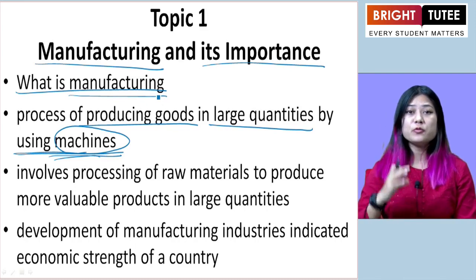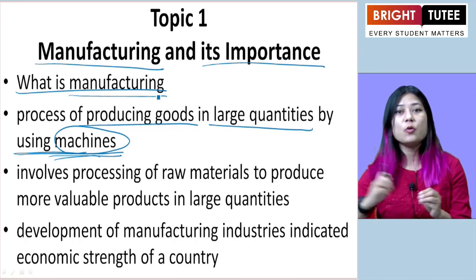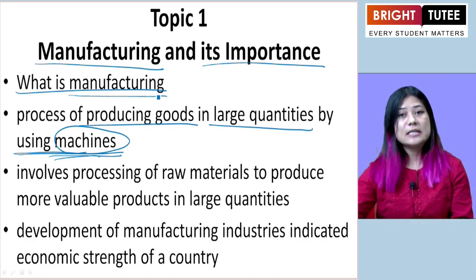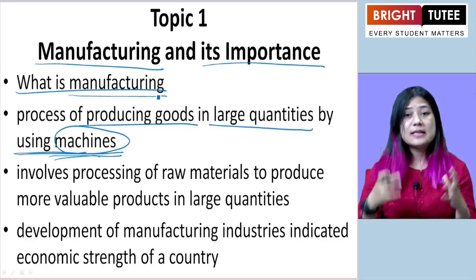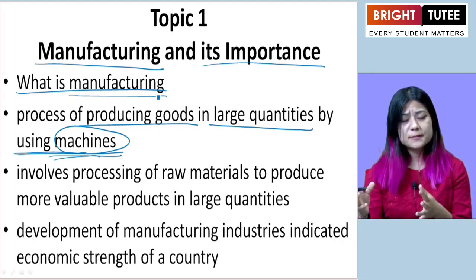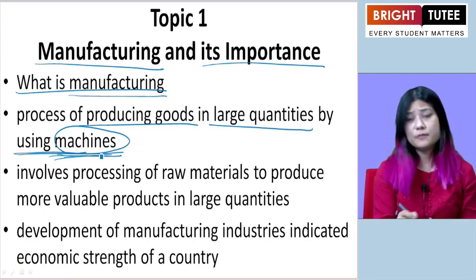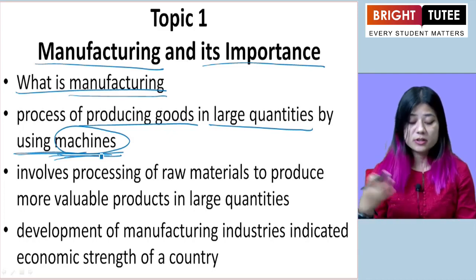That's why when we use the term industries, we often say industries manufacture so and so products. Okay, the Tata Steel industry or plant manufactures steel plates or beams, etc. We often use the word manufacture. That means that the industry manufactures or produces certain products in large quantities by using machines, different kinds of machines which aid or help in the process of production.